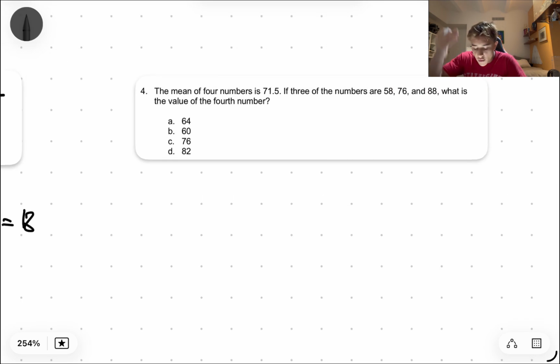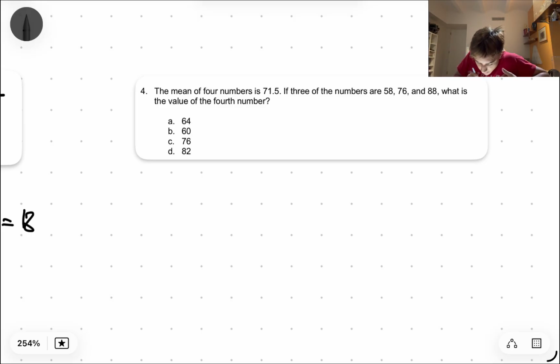The mean of 4 numbers is 71.5. If 3 of the numbers are 58, 76, and 88, what is the value of the 4th number? This is a very good question because it makes you think about the mean in general. We'll say our 4th number that we're trying to find is x.